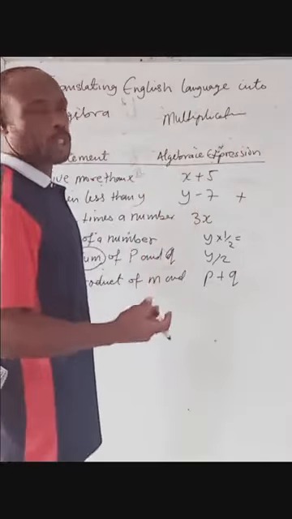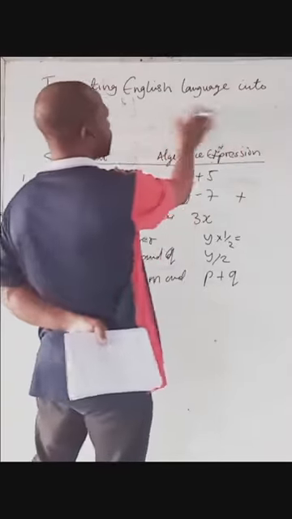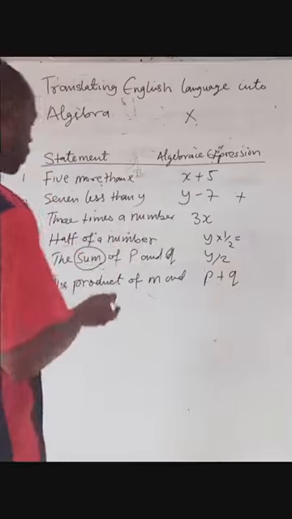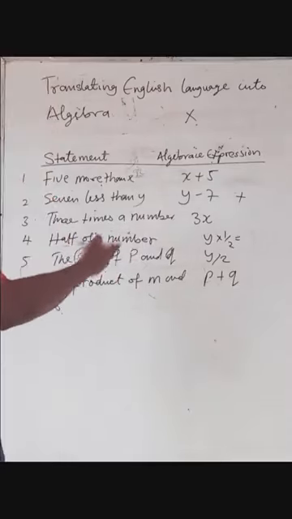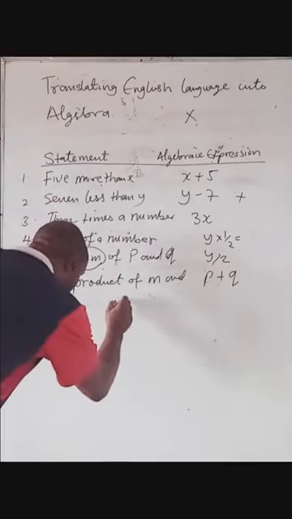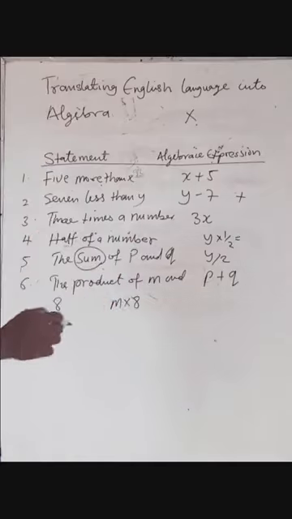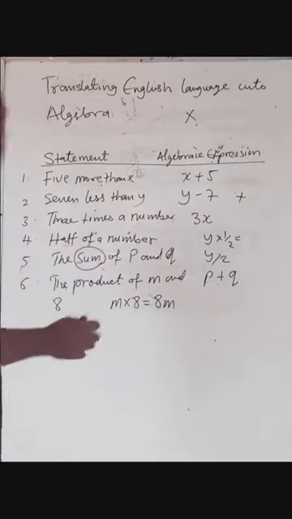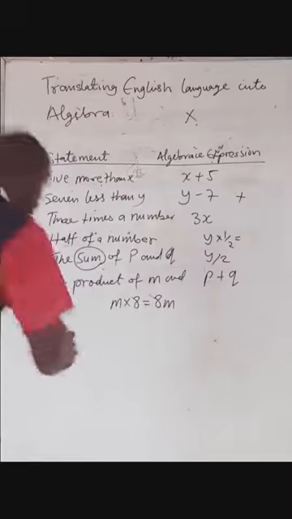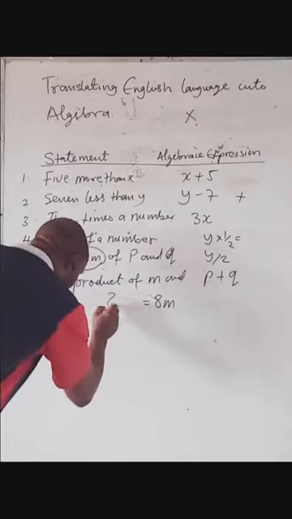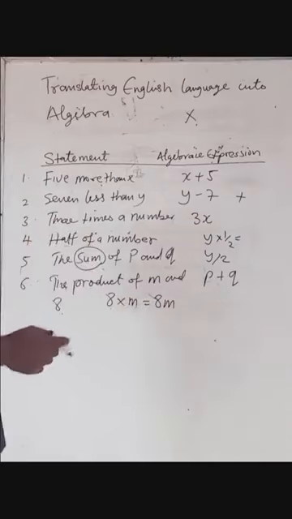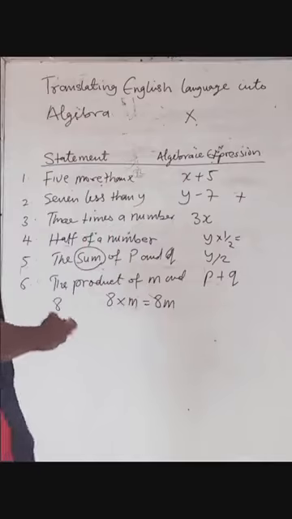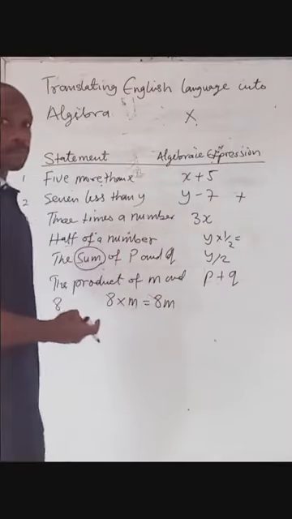Product is multiplication. And what is the symbol for multiplication? That's the symbol for multiplication. Therefore, the product of m and 8 is m multiplied by 8, which is the same thing as 8m. Or we can say 8 multiplied by m, which is the same thing as 8m, whichever way you put it. The value is still going to be 8 multiplied by m.